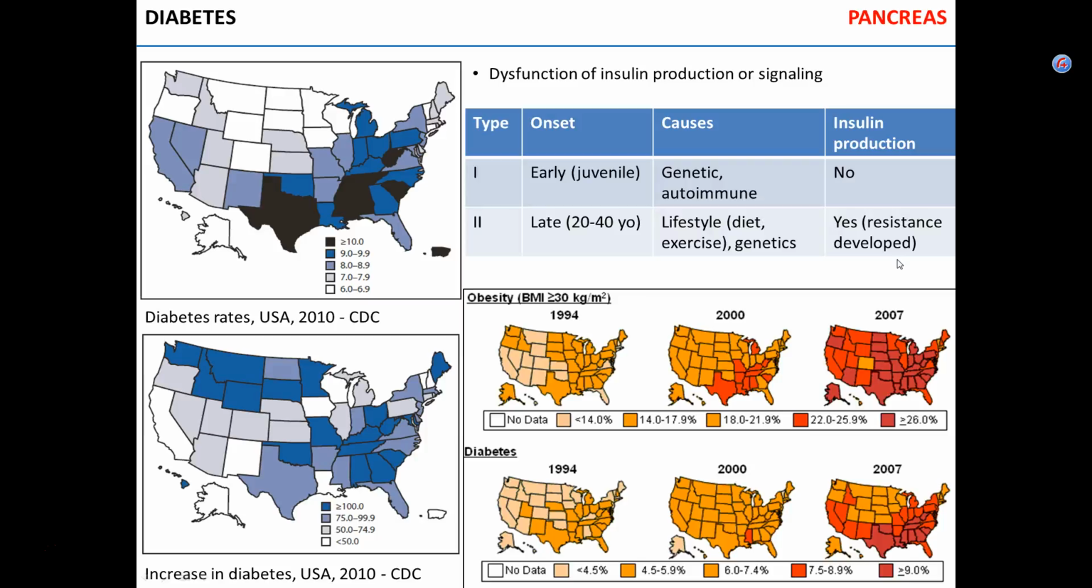Now let's talk about rates. Okay? So this is rates of diabetes in the United States in 2010. You can see this dark spot here, especially Texas, Mississippi, and Alabama. South Carolina doesn't look good as well, and this is West Virginia, of course.